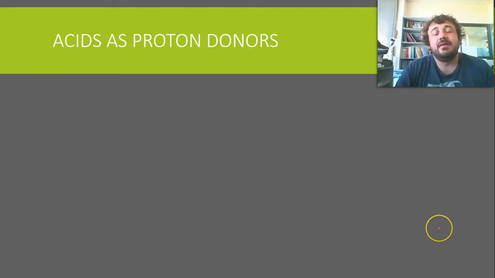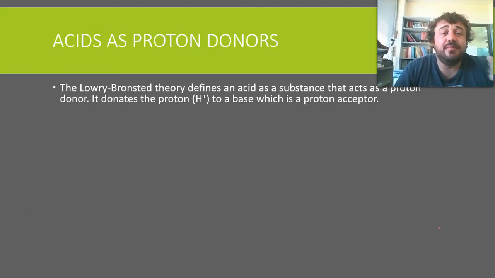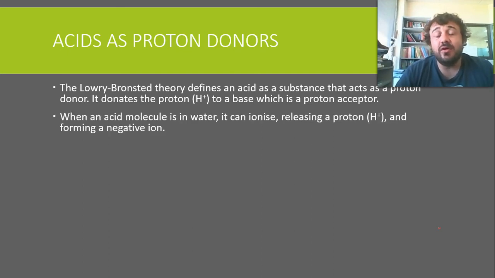Okay. Now, acids as proton donors. Basically, the Lowry-Bronsted theory defines an acid as a substance that when we put it in water will donate a proton to a base, which is our proton acceptor. Okay, so it acts as a proton donor. An acid acts as a proton donor. All right. So when an acid molecule is in water, it ionizes, and this releases a proton, which is the same as this, by the way, a hydrogen ion, a hydrogen plus ion, so it's lost its one electron, is essentially just a proton.